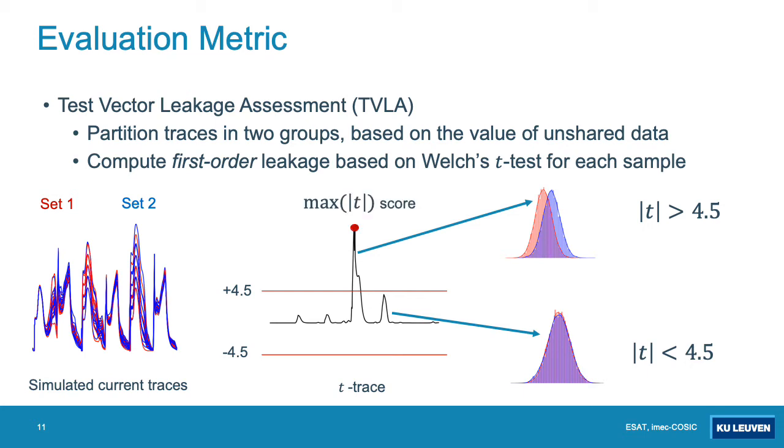Now, as we do not care where the leakage occurs in the trace, but we want to observe the leakage trend as a function of different parameters, we simply use the absolute peak of the t-trace as the diagnostic metric.